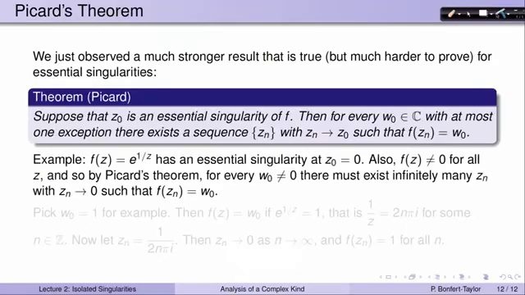Let's finish with an example. The function e to the 1 over z has an essential singularity at 0, and we already saw a sequence Zn such that f of Zn is equal to 1 plus root 3i. And you could see that we could have done the same kind of construction for any other point, with one exception. e to the 1 over z is never going to be equal to 0 because the exponential function does not take the value 0. So for 0, that wouldn't have worked.